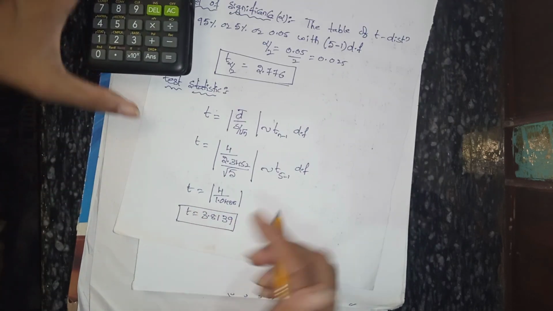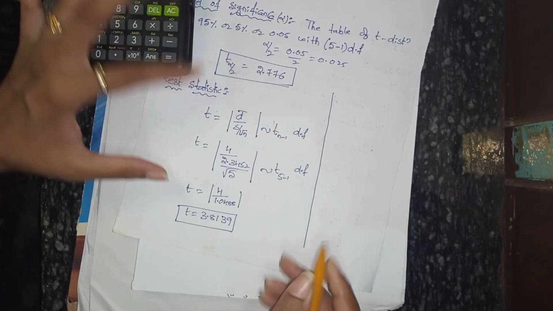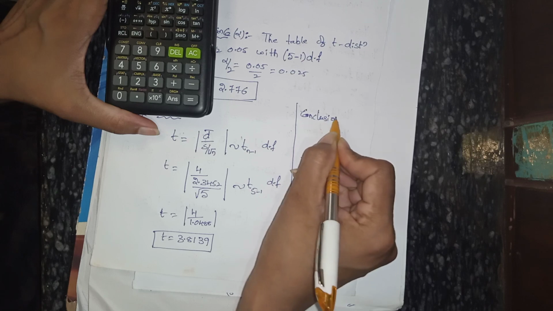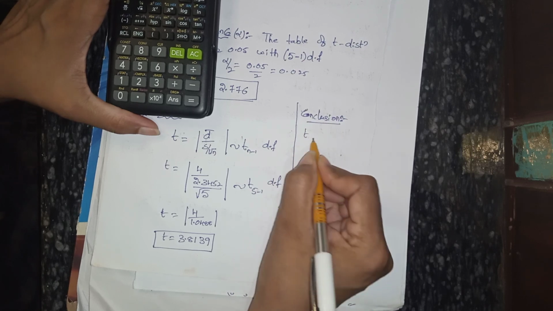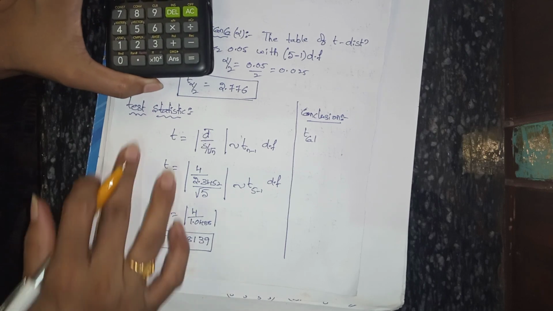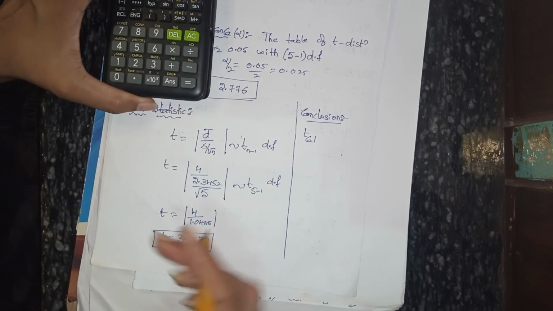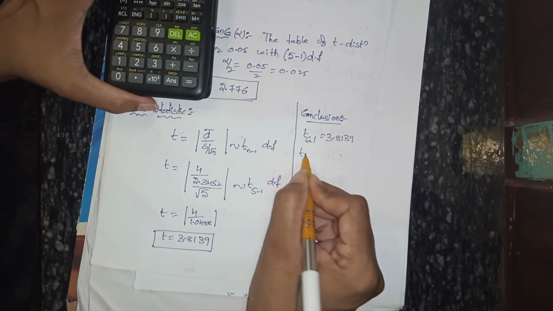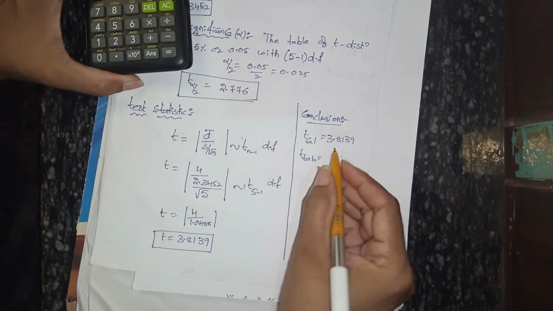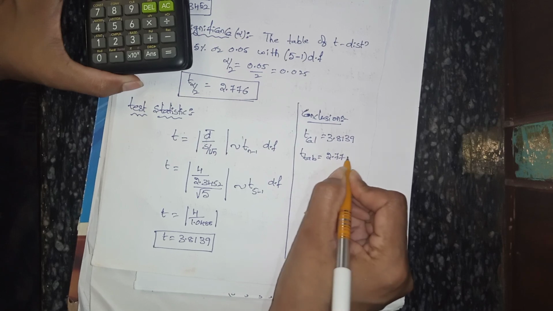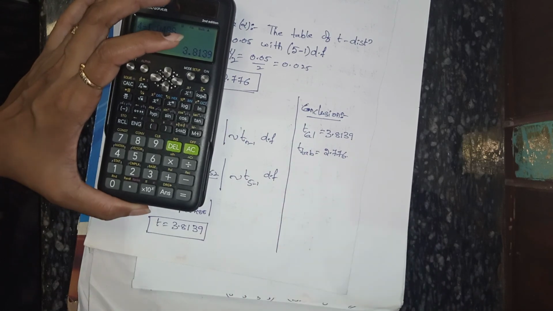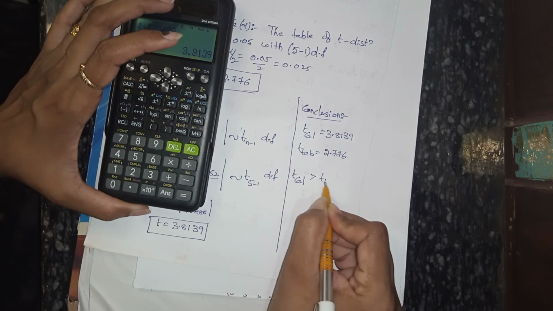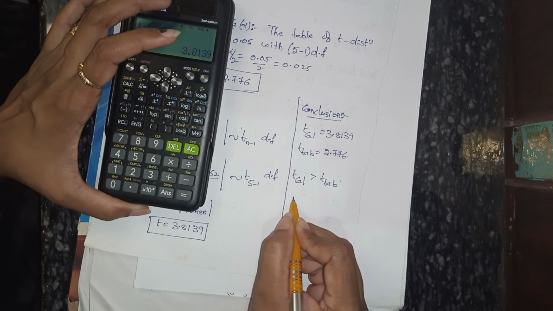Now we have to write the conclusion. First we have to write the T calculated value. That means the test statistic value is called the T calculated value, that equals 3.8139. T table value equals 2.776. So what is the relation between these two? T calculated value is greater than T table value, isn't it? So at that time what do we have to do?